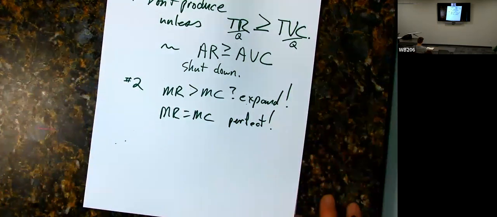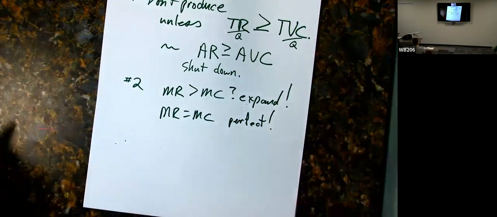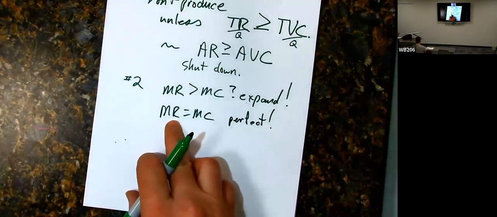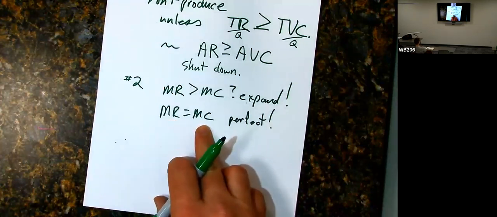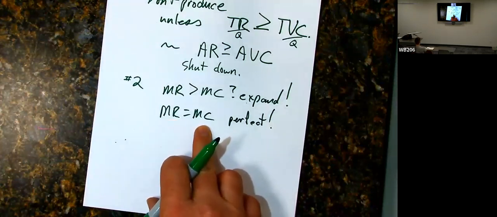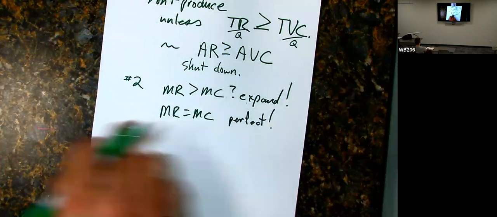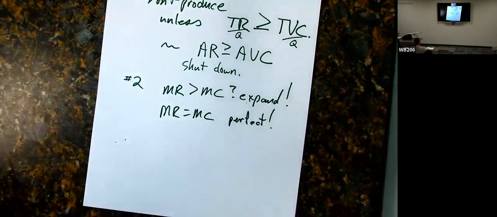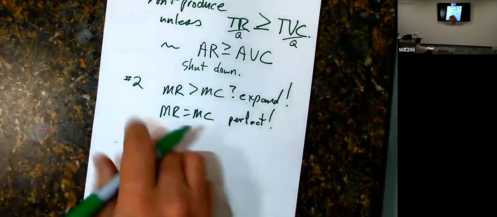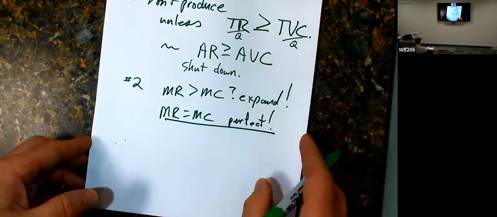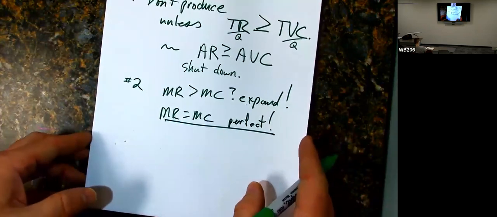Perfection. The change in revenue for producing one additional unit is equal to the cost of producing that unit, and at that point, we're the happiest we can possibly be. We've achieved the perfect competition level, maximizing profits.